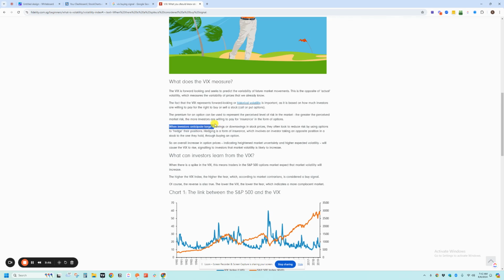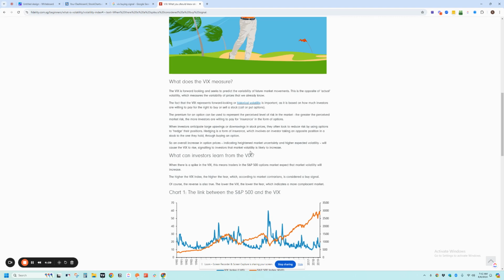When investors anticipate large upswings or downswings, they often look to reduce risk by using options to hedge their positions. Hedging is a form of insurance which involves an investor taking an opposite position in a stock through buying an option. So they'll have shares of Apple, but then they'll buy puts on Apple, as insurance that if Apple fell, then the options will make money against the position. So an overall increase in option prices will indicate a heightened market uncertainty and higher expected volatility.